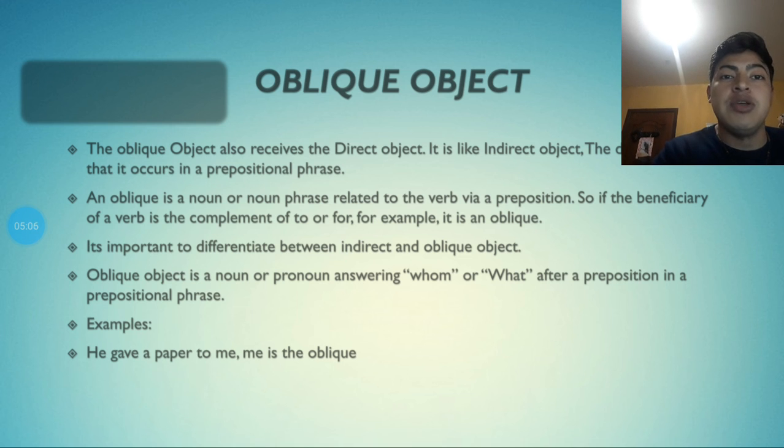It is important to differentiate between indirect and oblique object. Oblique object is a noun or pronoun answering whom or what after a preposition in a prepositional phrase. For example, he gave a paper to me. To is a preposition and me is the oblique object.